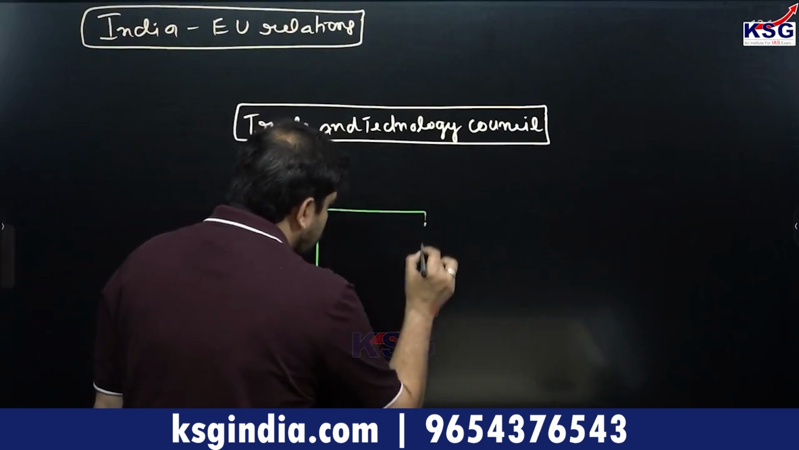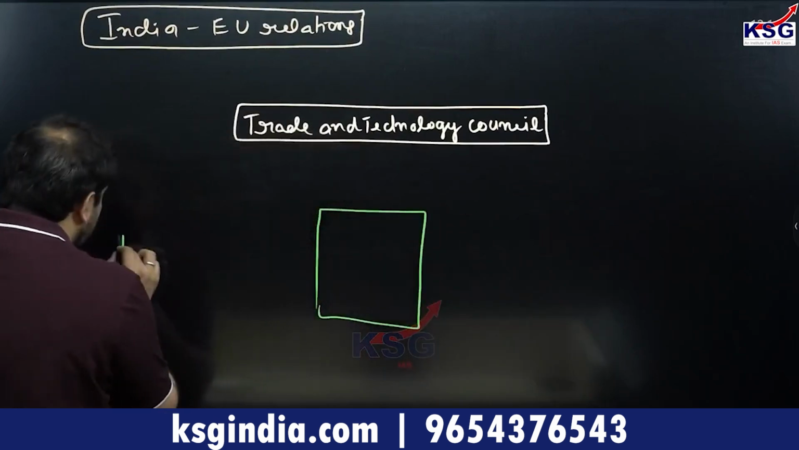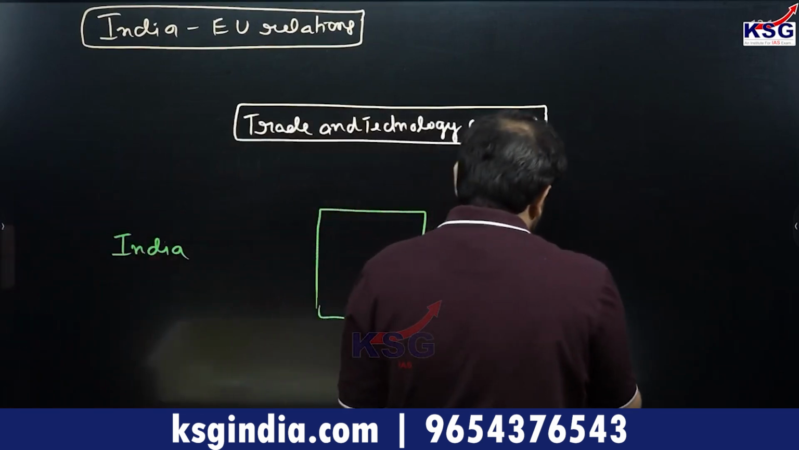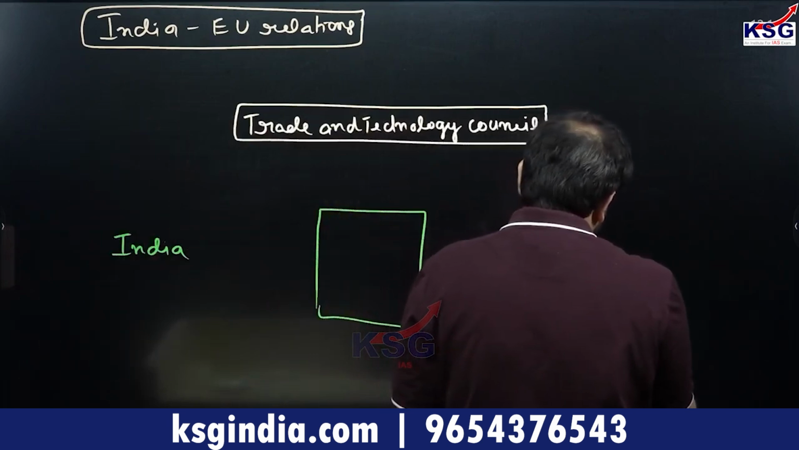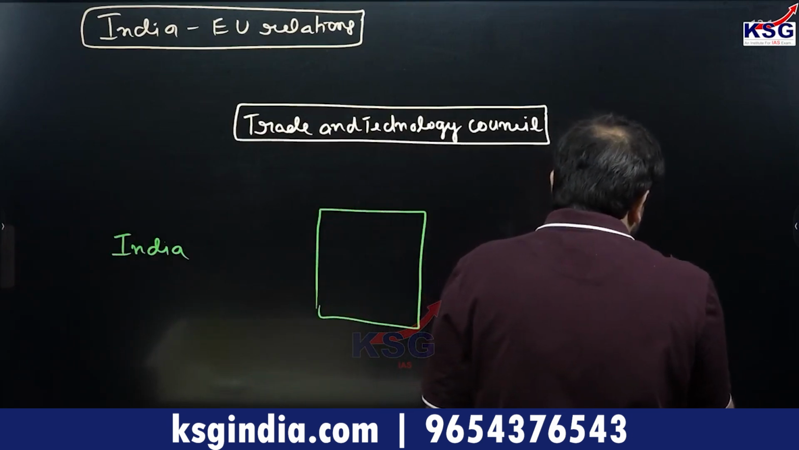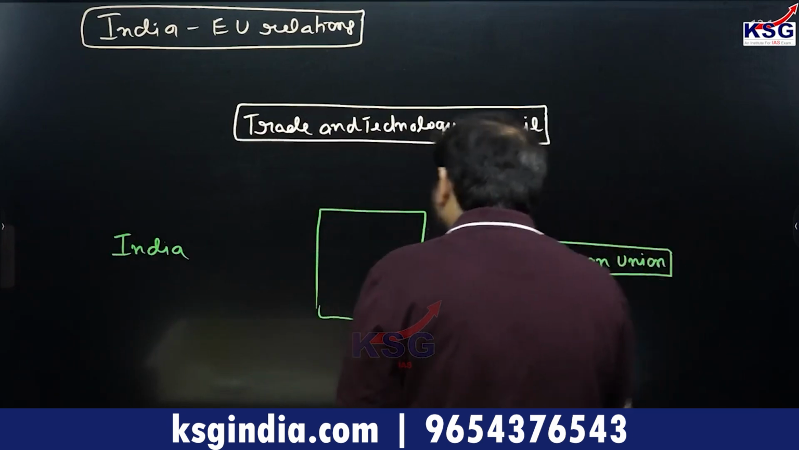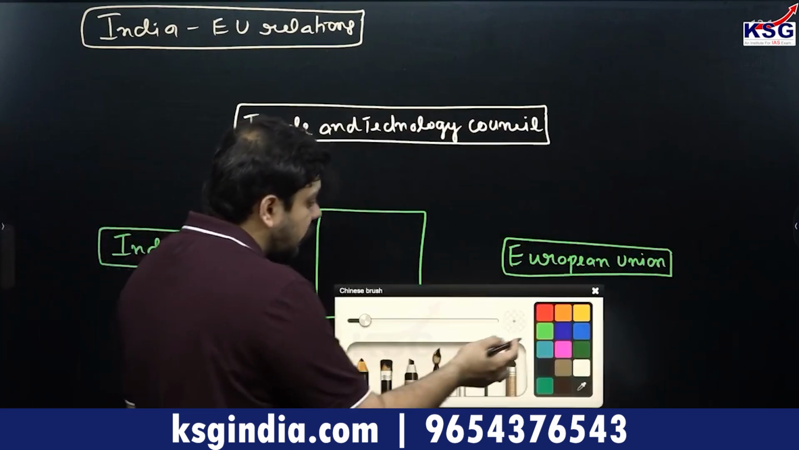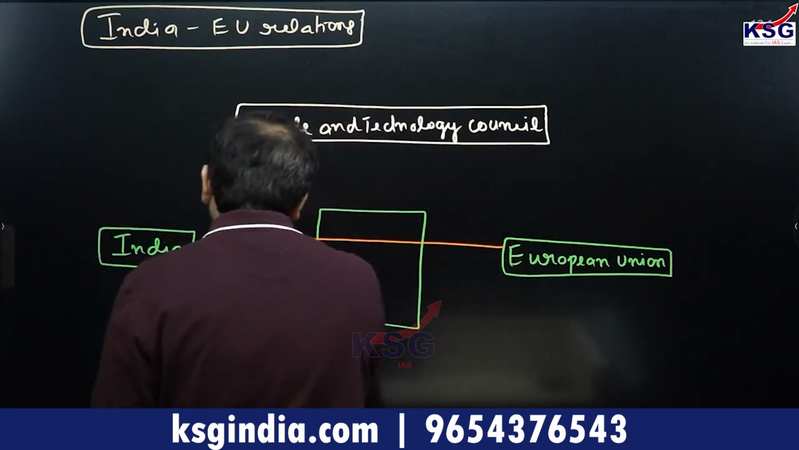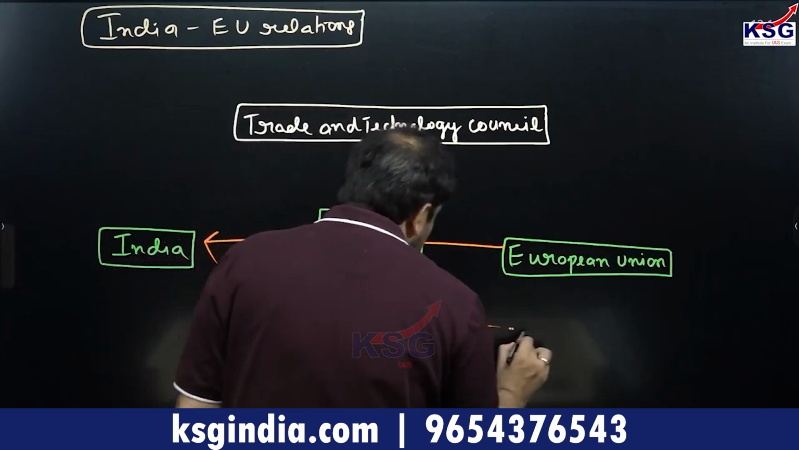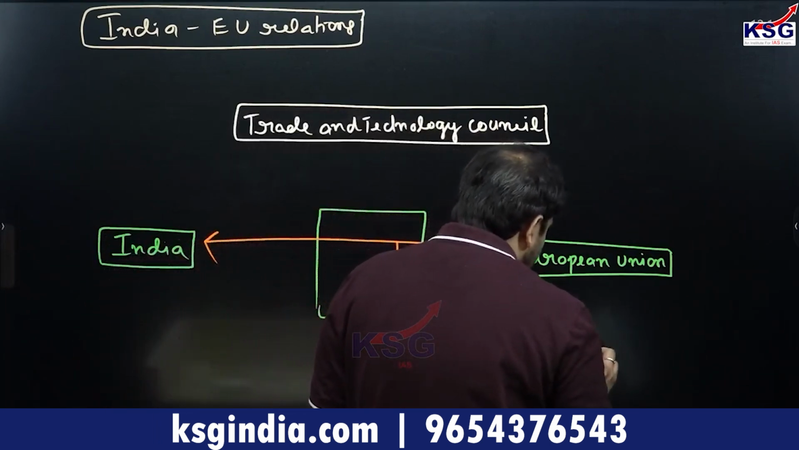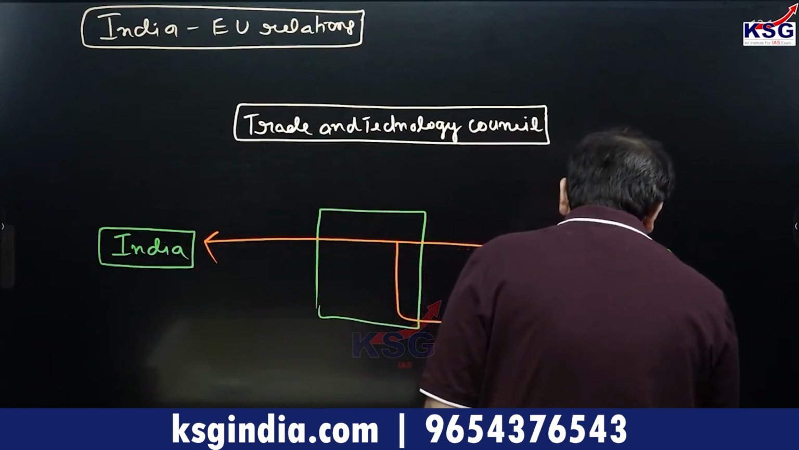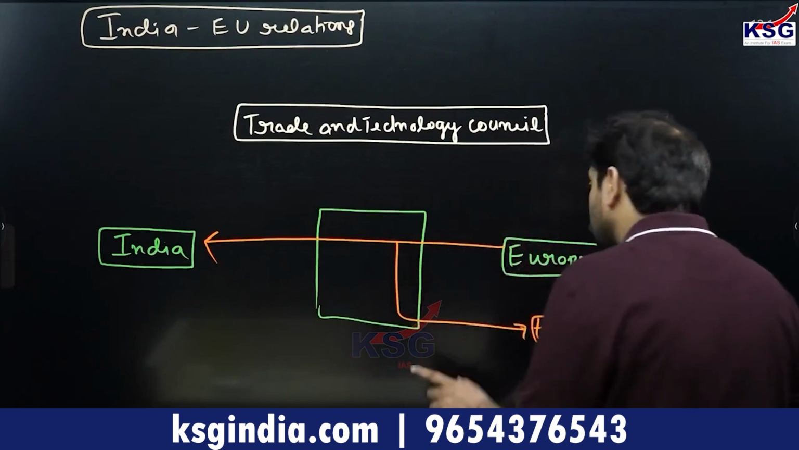Let's imagine, for example, you have India on one hand and you have the European Union on the other. Now, the idea is that the European Union is willing to, let's say, transfer technology to India. Right? This is basically done specifically to create a kind of technology transfer activity. So the European Union is willing to transfer certain technologies to India.